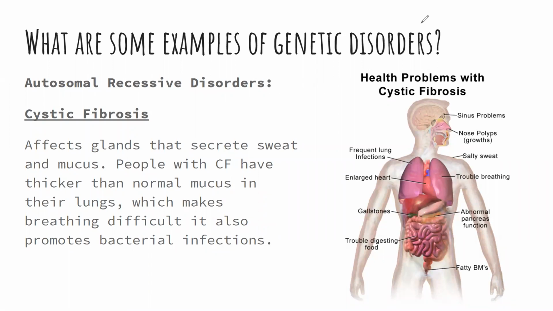Another example of a genetic disorder, specifically an autosomal recessive disorder, is called cystic fibrosis. Cystic fibrosis affects your glands that secrete sweat and mucus. Okay, so people with CF have thicker mucus in their lungs, which makes breathing really hard for them and also makes them susceptible to bacterial infections.